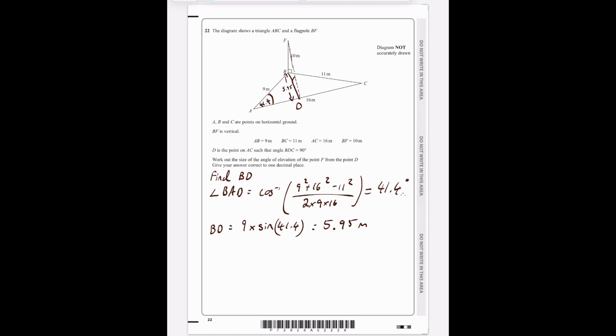We know the height of the flagpole is 10, so we can use one last bit of trig to find this angle BDF. That's the angle of elevation. Tan of the angle will be the opposite over the adjacent. So inverse tan of the opposite over the adjacent, inverse tan of 10 over my 5.95. Remember not to round part way through a question. Use the answer function on your calculator.